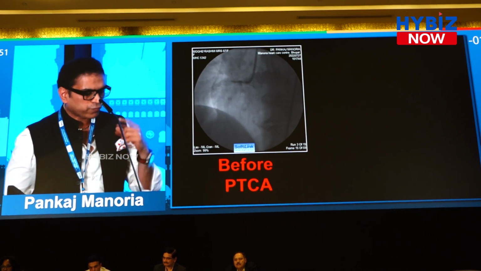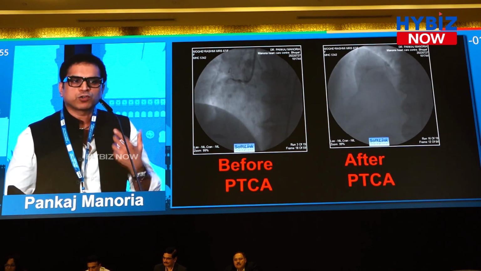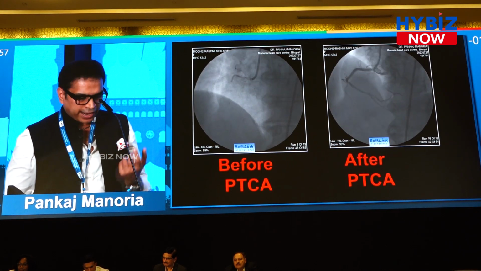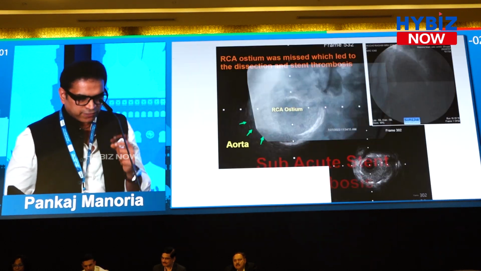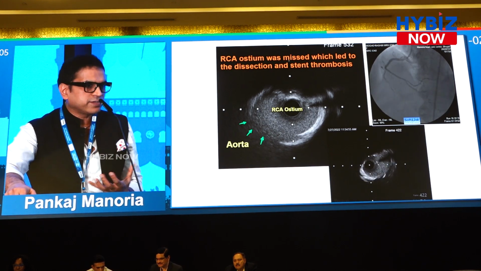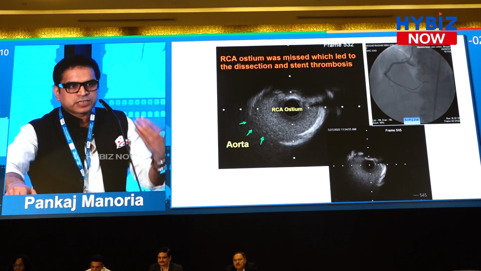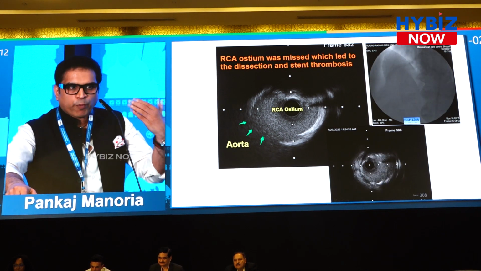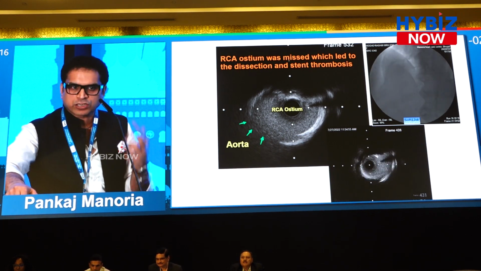Last case, this is a case of ostioproximal RCA. We did an RCA stenting, though this was not IVUS guided, in the old days. Again, after 3 days, the patient landed up with acute stent thrombosis. We did the IVUS. We found that the ostium was not covered. How to identify on IVUS whether the ostium is covered or not? Just pull back the IVUS, and the moment you see medial discontinuity, this is the point where the ostium is being shown. If you don't see stent struts there, that means the ostium is not covered.